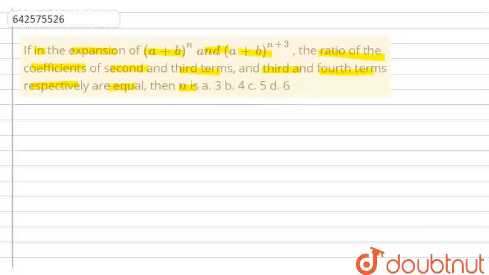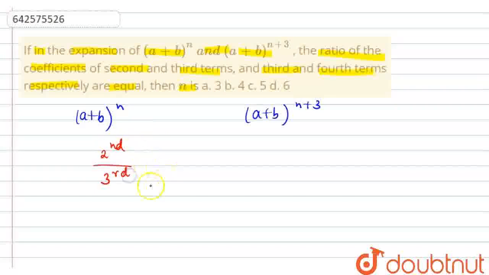So the two expansions that are given to us are (a + b)^n and (a + b)^(n+3). If we write what is written here in the form in which it is written here, the ratio of coefficients of the second and third terms, so that means second by third of the (a + b)^n expansion, is equal to the third and fourth terms of (a + b)^(n+3).